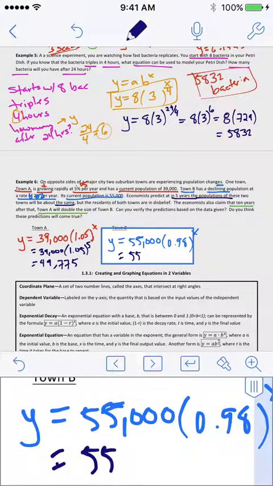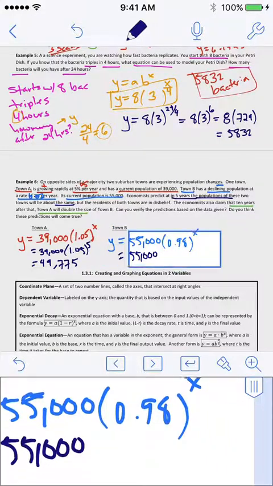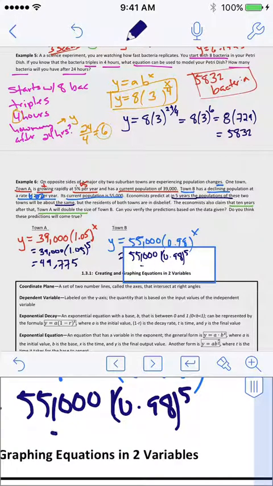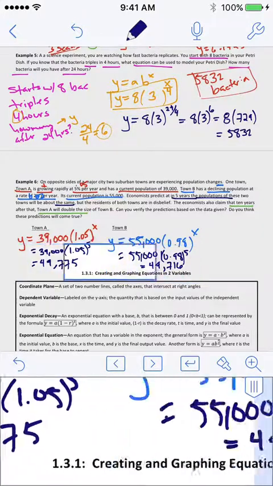And then on the other side, in 5 years, hopefully they're about the same. 55,000 times 0.98 to the 5th. So 0.98 to the 5th is about 0.903927 and so on. Times that by 55,000, we end up with 49,716 people. And take a look at that.